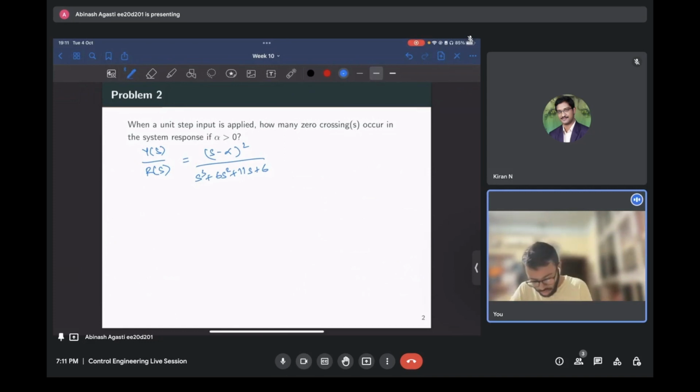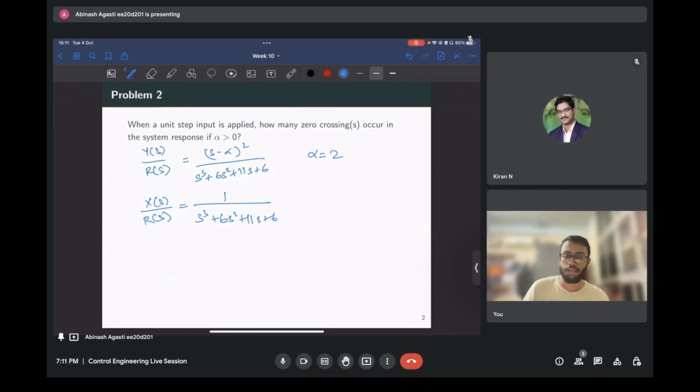Okay, so now let's just take this system. And let's take alpha equal to 2. Right. So for this system, what do you think? Will there be any zero crossing? Okay, let us check it with MATLAB.